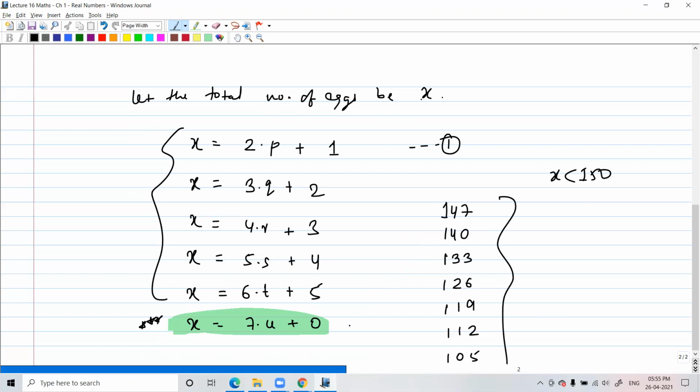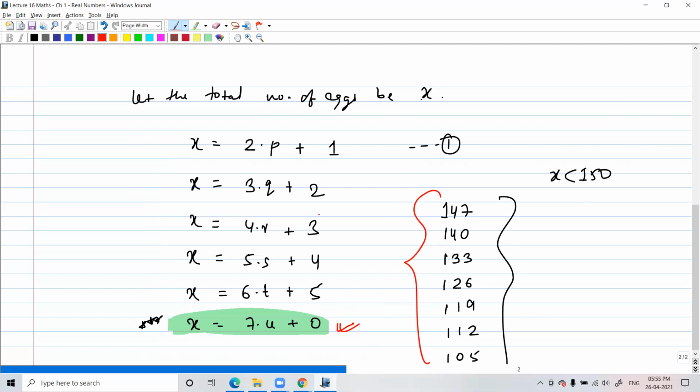Okay. All of them are multiples of 7. So all these numbers satisfy this condition. Correct? Give me a yes or no, guys. All these numbers satisfy this condition. Yes, tell me. Yes, sir.